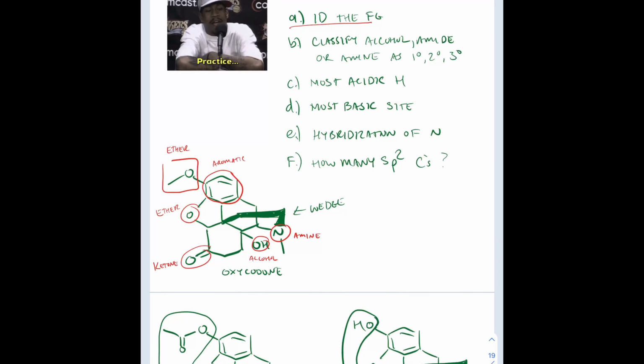So let's do it in blue for the next one. Classify alcohol, amide, or amine as primary, secondary, or tertiary. So we do have an alcohol in here, and that is here. So this alcohol is bound to a carbon that's bound to 1, 2, 3 carbons. So the OH is equal to a tertiary alcohol, while the amine here, this amine is bound to 1, 2, 3 carbons as well. So the NR3 is equal to a tertiary amine.